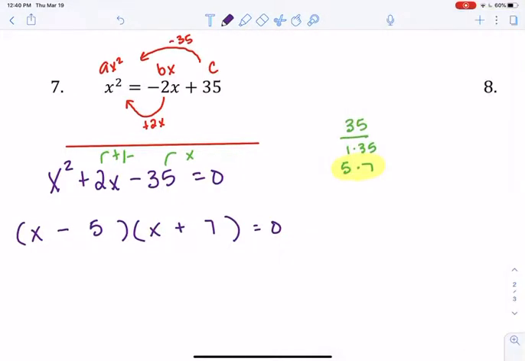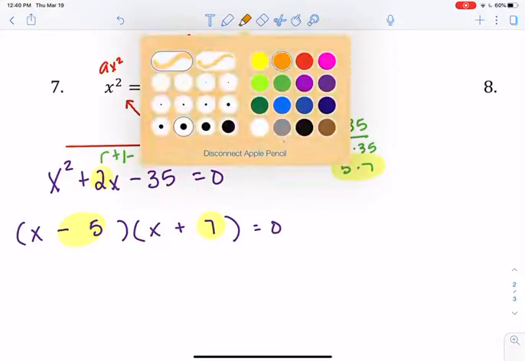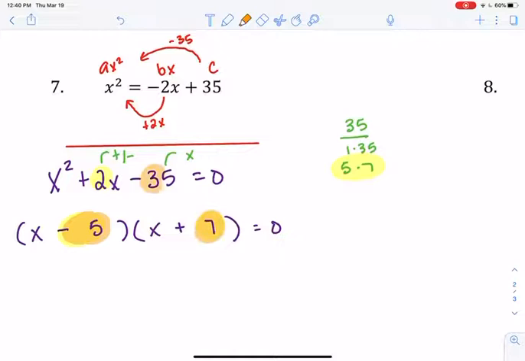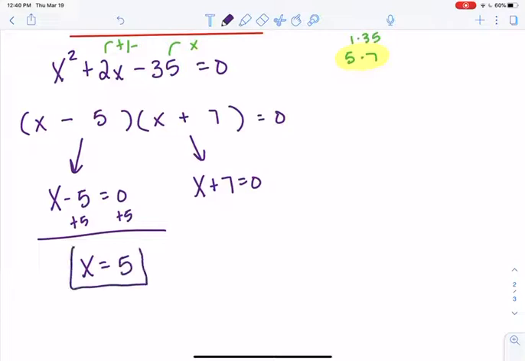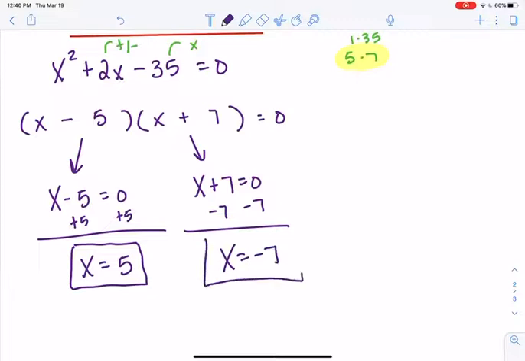And then, if you want to do your check, is negative 5 plus 7 2? Yes. Is negative 5 times 7 negative 35? Yes. So now we're ready for our final step. I'm going to split both up and make x minus 5 equals 0 and x plus 7 equals 0. Then solve for x, so add 5 on each side. So x is equal to 5. Subtract 7 on each side, so x is equal to negative 7.